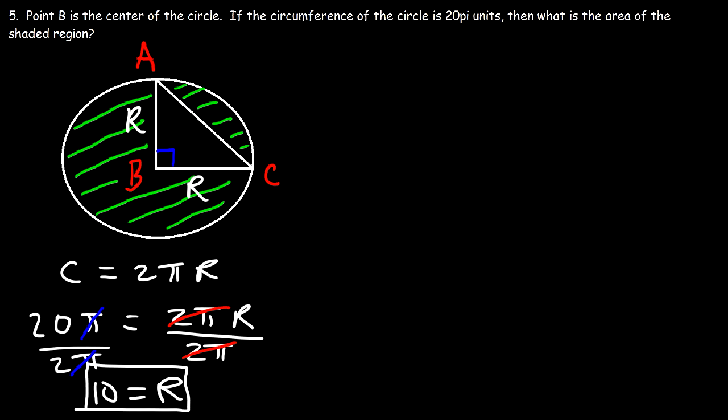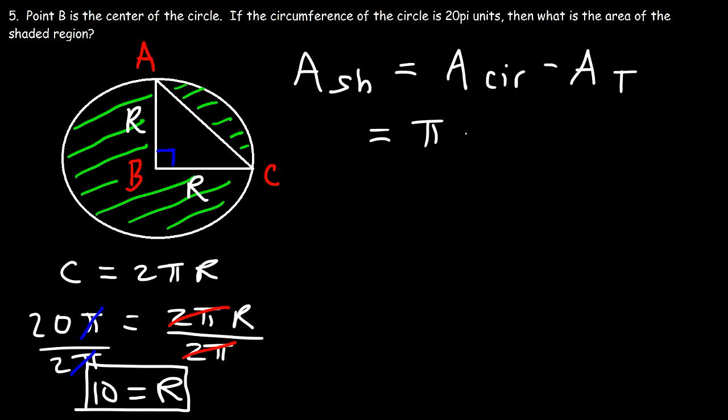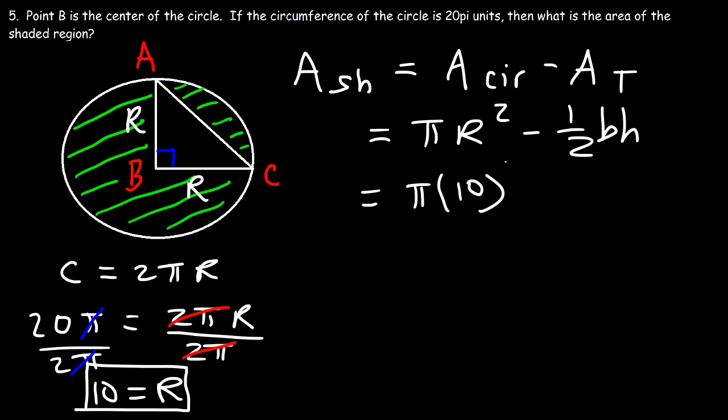Now, to calculate the area of the shaded region, you need to realize that it's the difference between the area of the larger object, which is the area of the circle, minus the area of the smaller object, which is the triangle. Now, the area of a circle is pi r squared, and the area of a right triangle is 1/2 base times height. So we already know the radius, it's 10. And the base of the triangle, that's BC, that's 10. And the height of the triangle, which is AB, that's also 10.